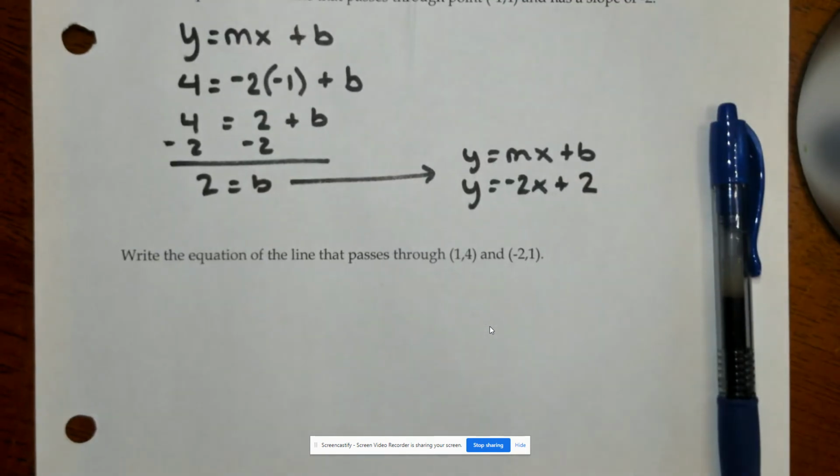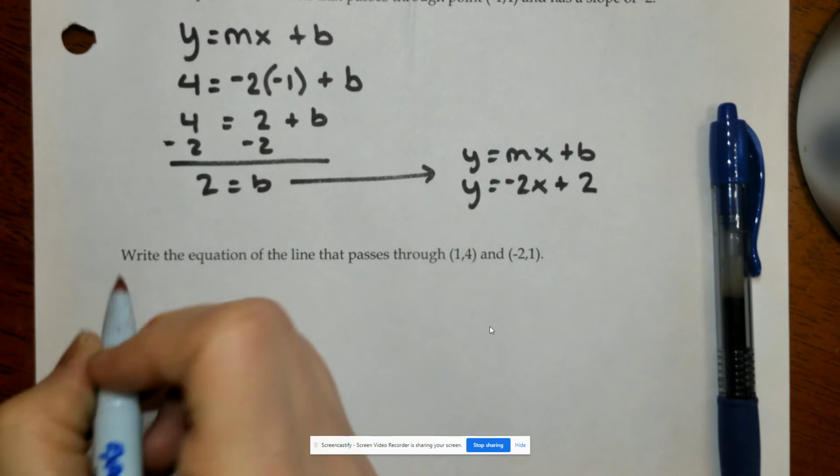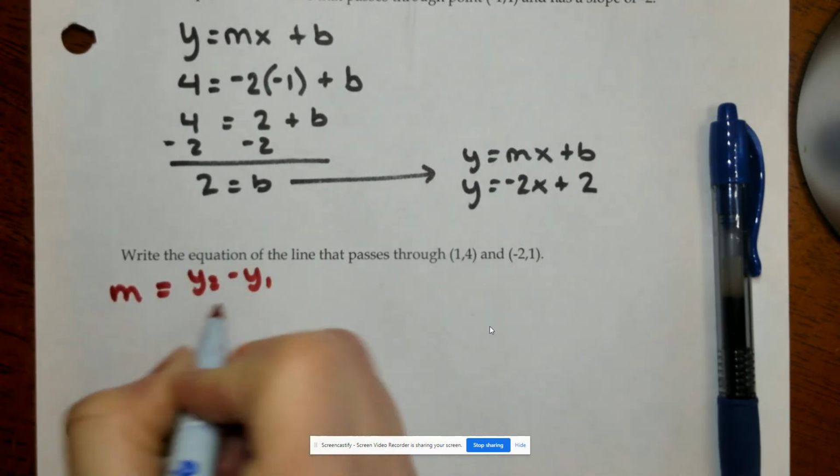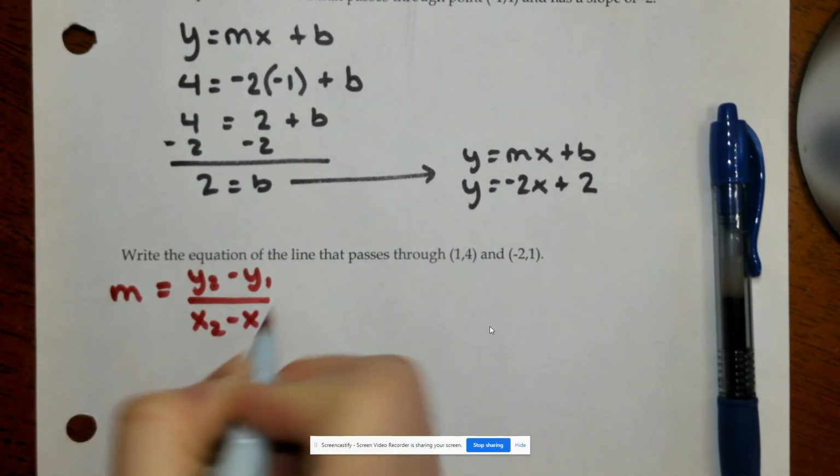All right, write the equation of a line that passes through (1, 4) and (-2, 1). So what I've got to do is say I don't have anything I need. I don't have a slope and I don't have a y-intercept. So I'm going to start by finding the slope, with that slope formula from before. In order to find the slope, (y2 - y1) over (x2 - x1).